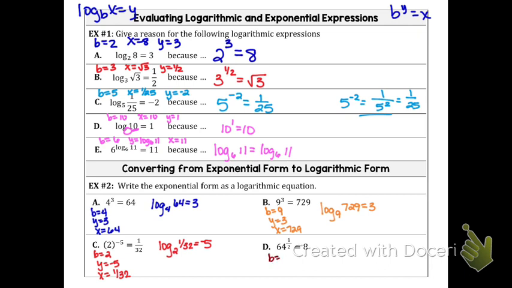And then D, my base is 64, my y is 1/2, and my x is 8. So log base b of x equals y. 64 to the 1/2 is equal to 8. So that's from exponential to log form.